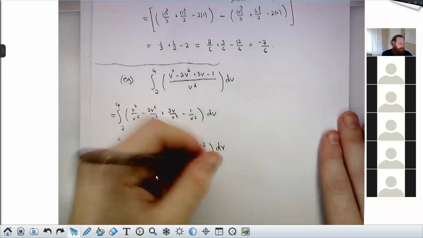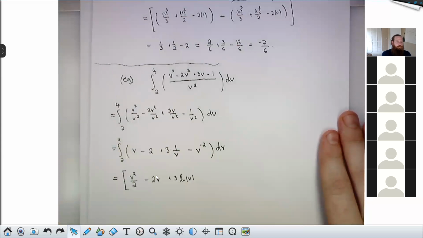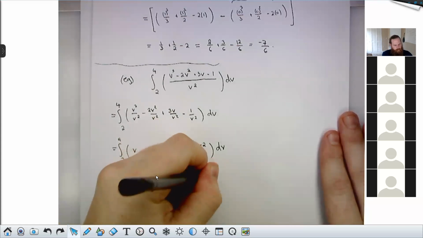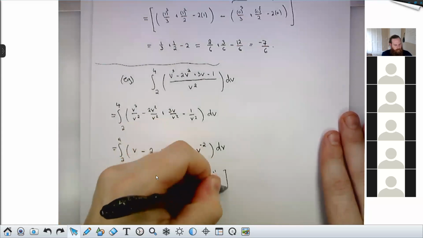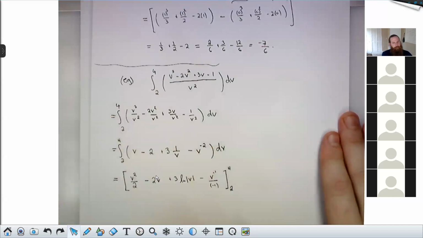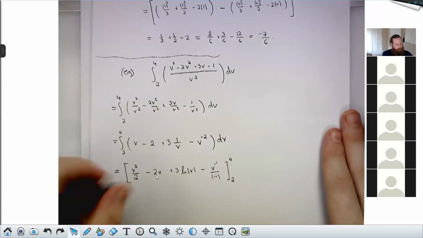And then an antiderivative for v to the negative 2? Plus 1 over v. Yeah, this would be minus v to the negative 1 over negative 1, right? That is a straight power rule thing. So this needs to be evaluated from 2 to 4. This minus and this minus will come together to make a plus. So this could be written as plus 1 over v also. Let's go ahead and do the evaluation.